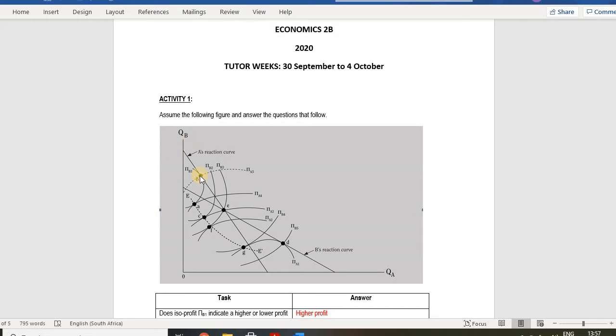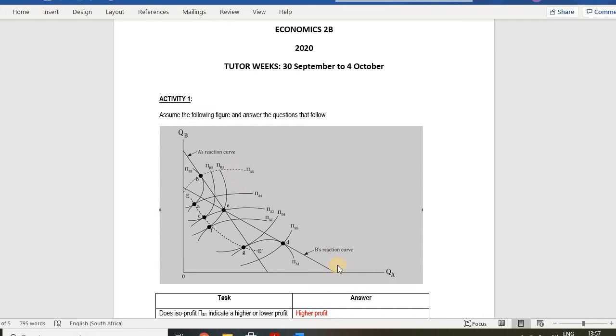Okay, so these are the isoprofits for firm A. To determine the isoprofits, you go to the line of firm A's reaction. This is the highest profit realized by firm A. The second profit is written A2, the third profit A3, A4, and so forth, which is A5.